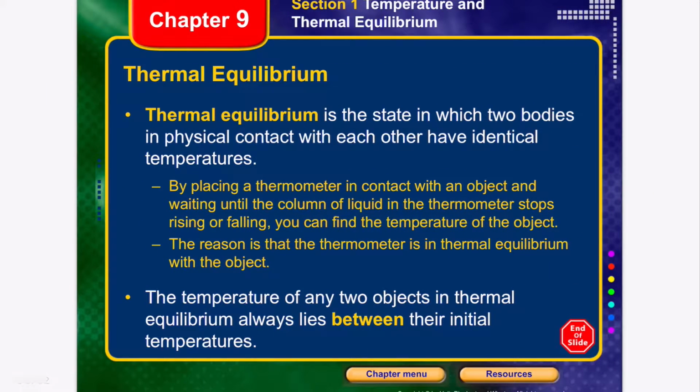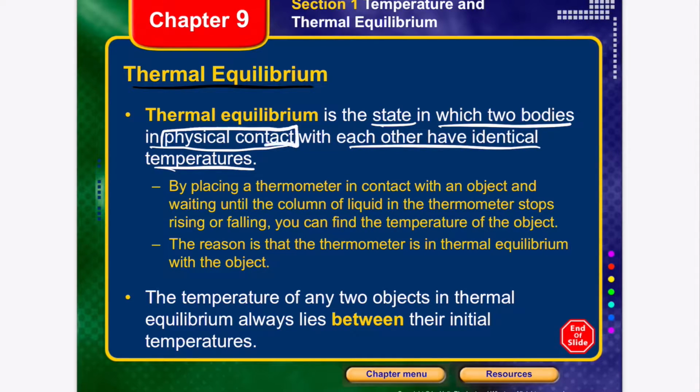So next, let's talk about thermal equilibrium. Thermal equilibrium is the state in which two bodies in physical contact with each other have identical temperatures. Again, remember this term, physical contact, meaning that they have to be physically in contact with each other to achieve that identical temperature.